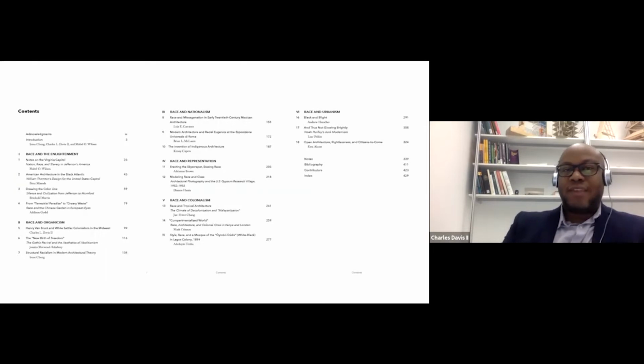And so I just want to give you a sense of what's inside of the volume. Here are the different rubrics that we looked at across time. So they're thematically organized, and you can sort of move chronologically from the Enlightenment to the present. But the first is race and enlightenment, race and organicism and nationalism, then race and representation, then colonialism and urbanism. And then throughout that, there's a kind of networking of these themes. So you can see, for example, nationalist themes and colonialism come together in some chapters, post-colonial ideas, settler colonial ideas being explored, etc.